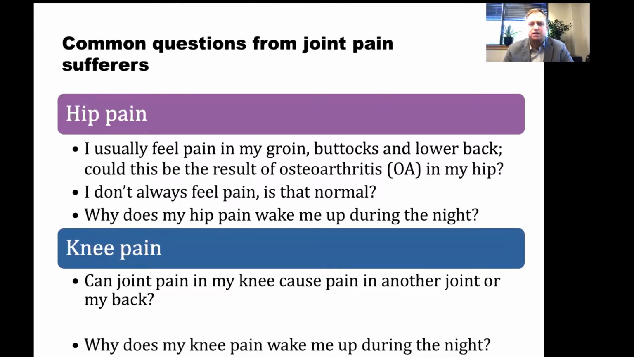For knee pain, can pain in my knee cause pain in another joint or my back? Absolutely. The human body is a well-oiled machine, and when you have a breakdown in one part of the machine, another part of that machine is affected. And why does knee pain wake me up? Yeah, when you're sitting in bed thinking about it, sometimes that inflammation can cause some pain.